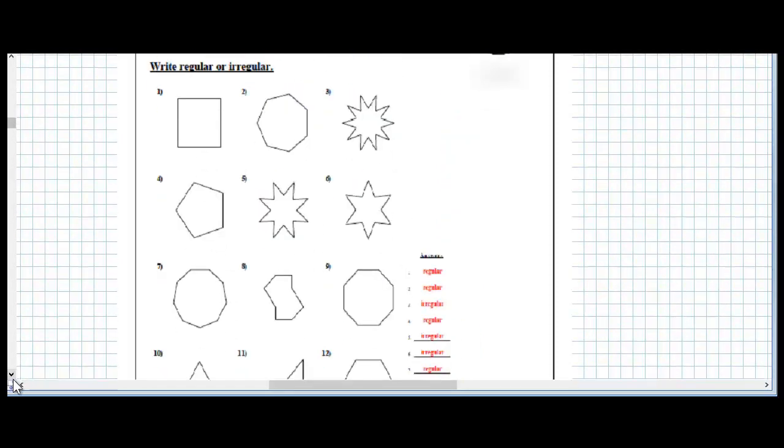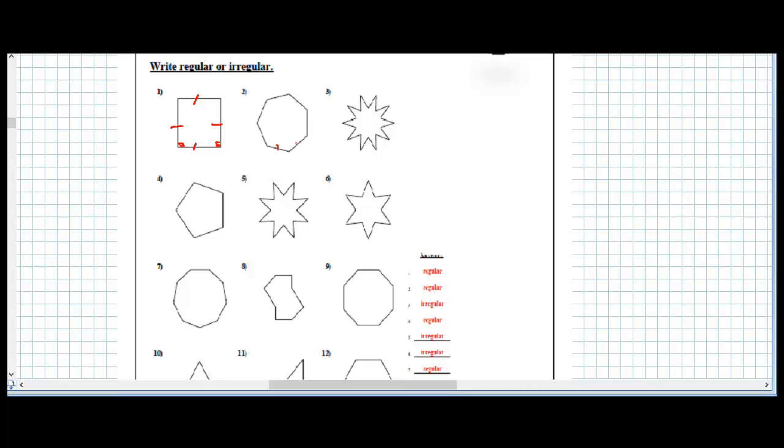Understand? Here we need to write if it's regular or irregular. What is the difference between regular and irregular? Regular, all the sides are equal and all the angles are equal. Let's check the first one here. It's a square. All the sides here are equal and all the angles are equal, 90, so it's a regular shape.